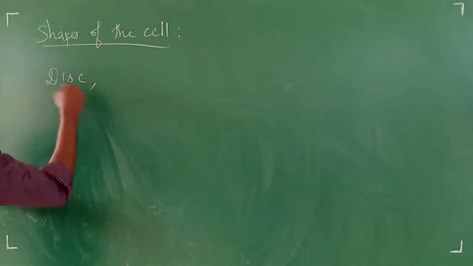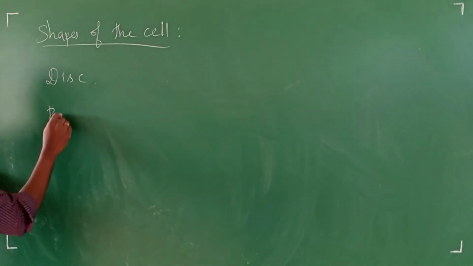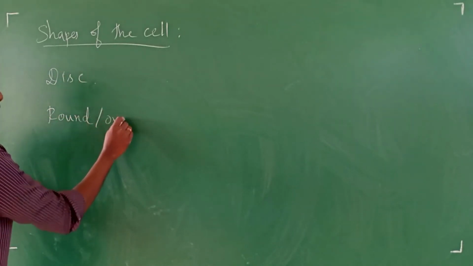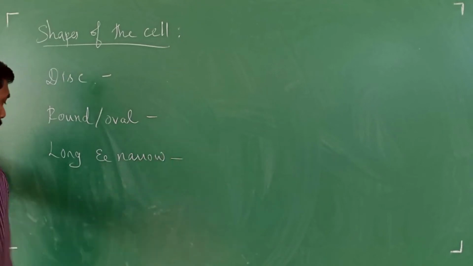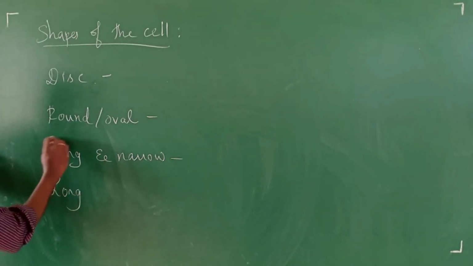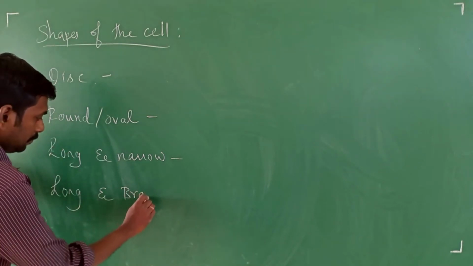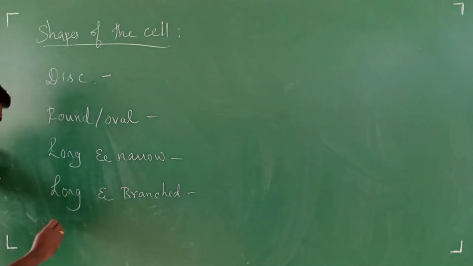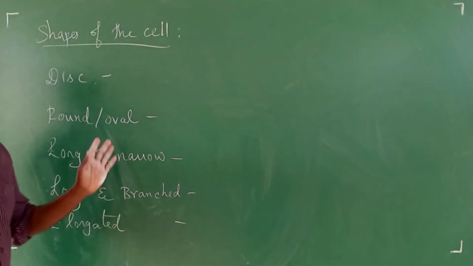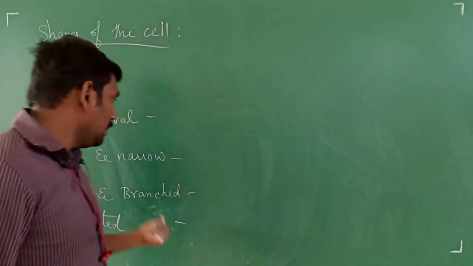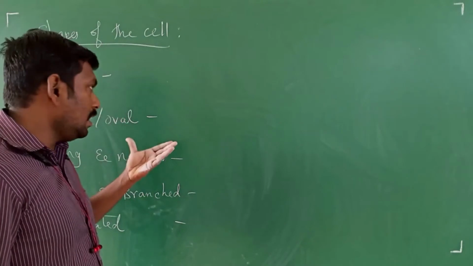You will be having the disc shape, round or oval, then the long and narrow, then long and branched cells, then the elongated shape. So you will be having the various shapes.